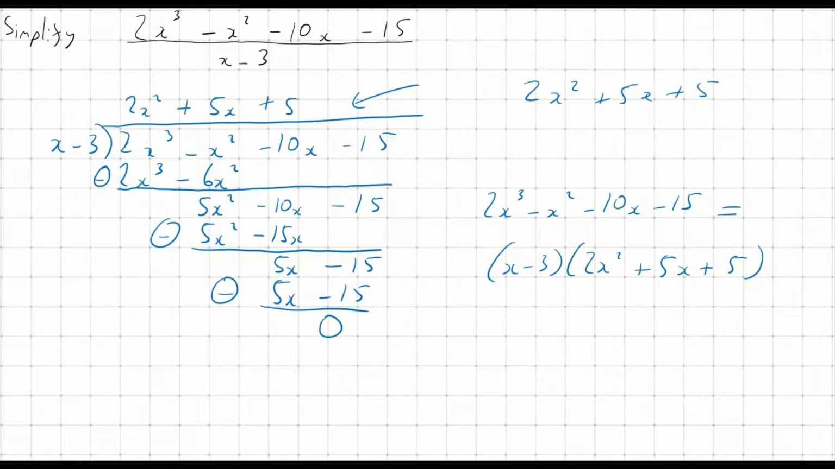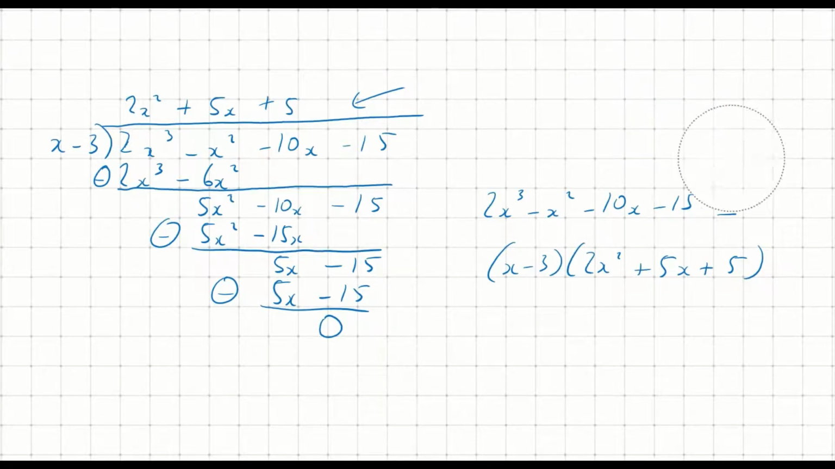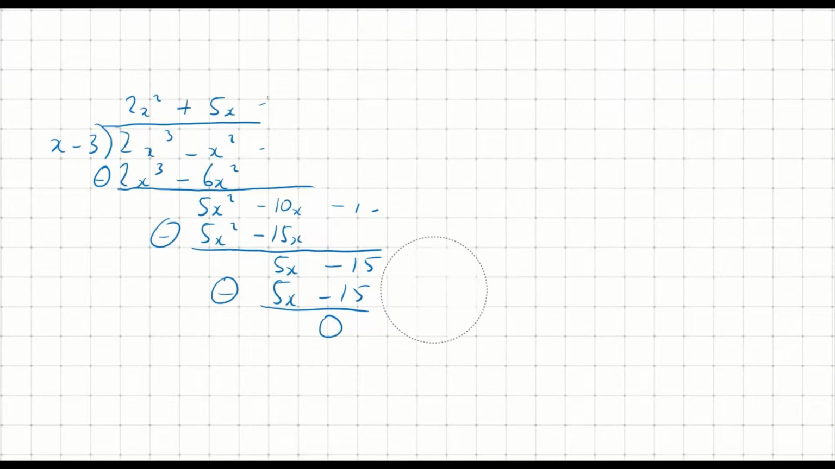Let's have another example of using polynomial division. So in our second example, we're going to work out x cubed minus 6x plus 5 divided by x minus 2. So again, we're going to set this up as a long division.